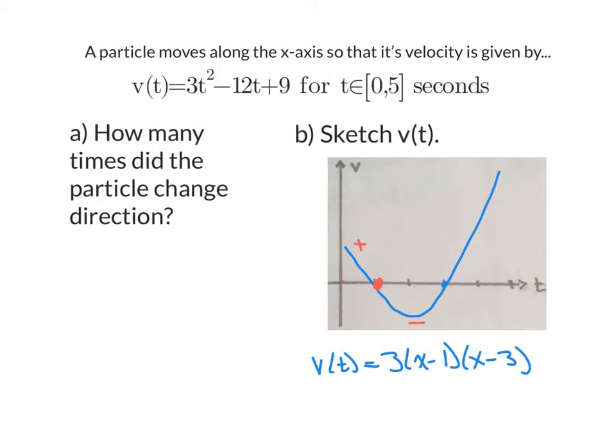Then the velocity changed from being negative to being positive. That means that it went from moving to the left, it stopped, and moved to the right. So how many times did the particle change direction? Twice. And that's at both of these x-intercepts.